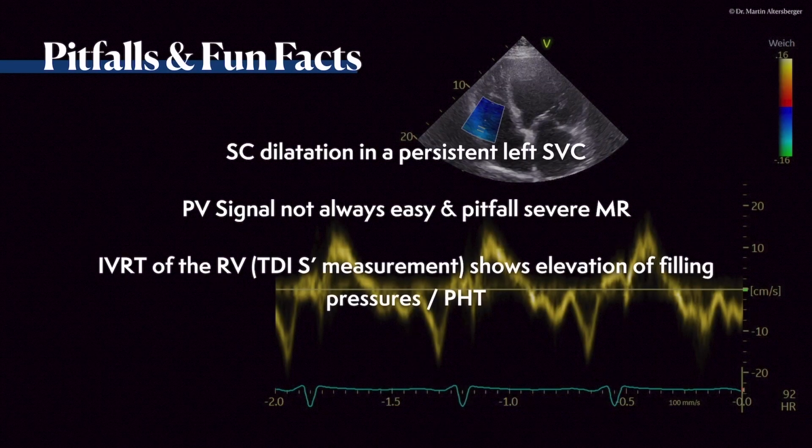You can also measure the IVRT of the right ventricle. It's a TDI S prime measurement, which you normally know, and you have the S prime and then you have the E prime and A prime of the right ventricle. And if you have a prolonged IVRT of the right ventricle, so the S prime and then the IVRT, the isovolumic relaxation time of the right ventricle, above 65 to 70 milliseconds, shows elevation of filling pressures or pulmonary hypertension as an additional measurement. But keep in mind, you have to use this measurement very often to feel secure and measure it correctly.